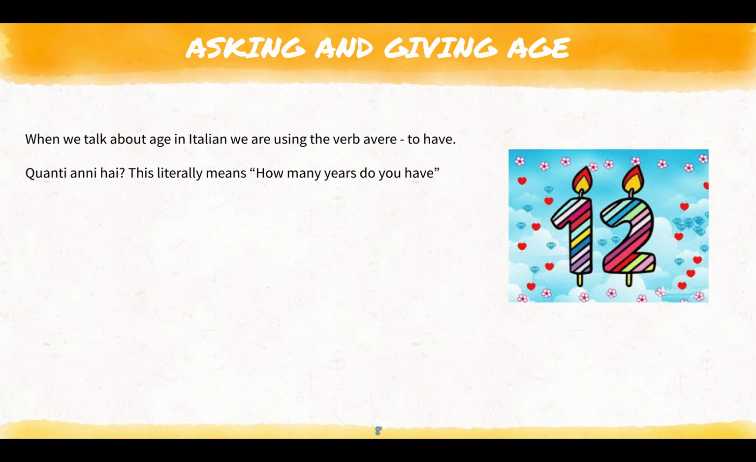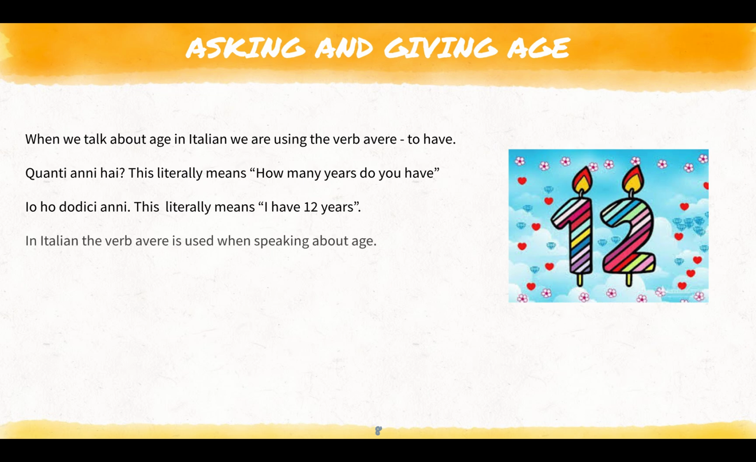We can say quanti anni hai, which literally means how many years do you have? And we would reply with something like io ho 12 anni. Again, this literally means I have 12 years. So in Italian, we're using the verb avere when we're speaking about age. And this is different from English, where we don't speak about how many years we have, but we say how old we are.